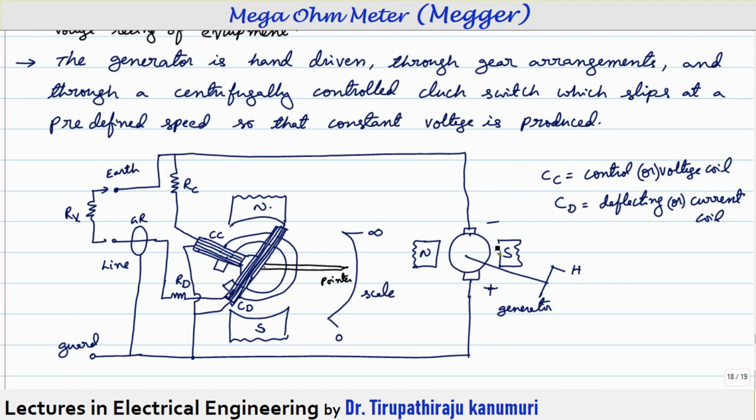What does it mean? The construction will be like this. There are two permanent magnets, north pole and south pole, which act as poles. There is a crank, and by rotating this crank, the rotor will rotate. When the rotor is rotated, EMF is generated. Now this voltage will be applied to this part.